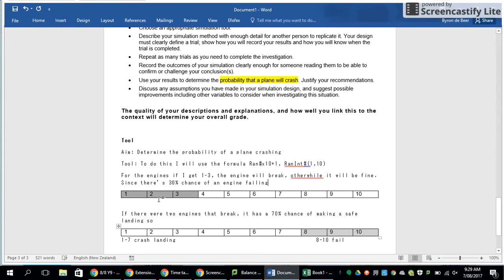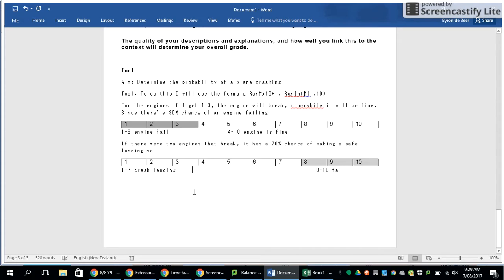And so that means 1 to 3 was failing over here, engine fail. Other than the rest of it, 4 to 10 is engine is fine. Cool. So that's what we need to do for tool.